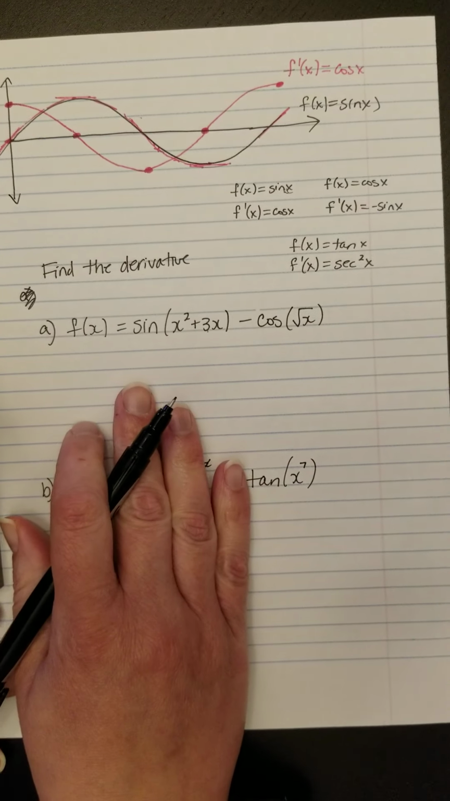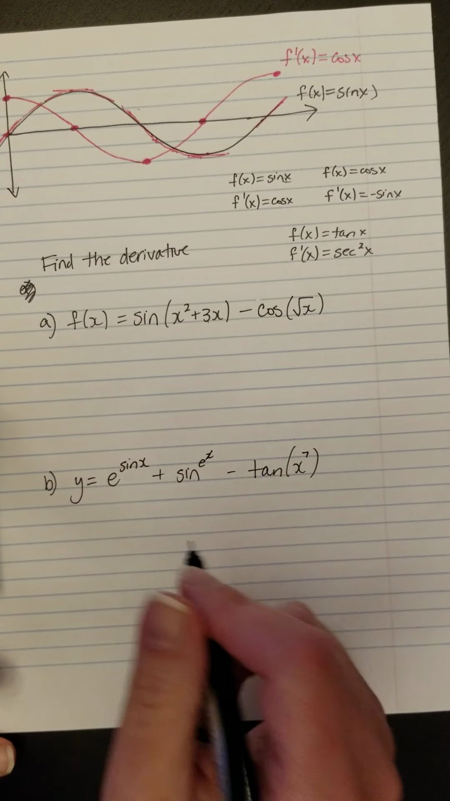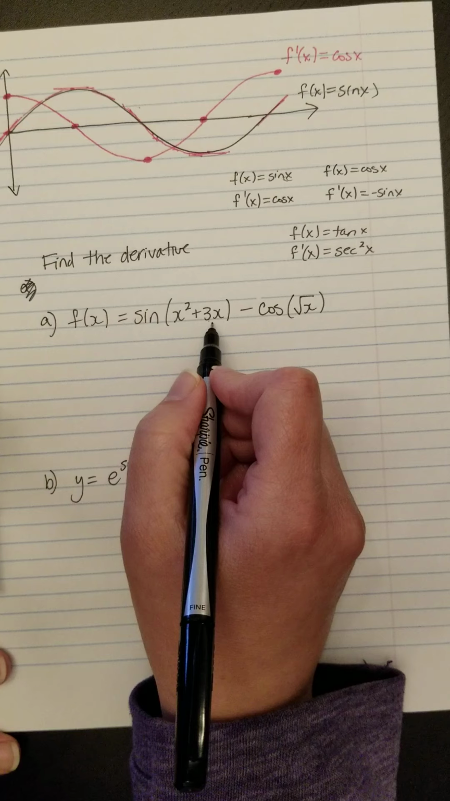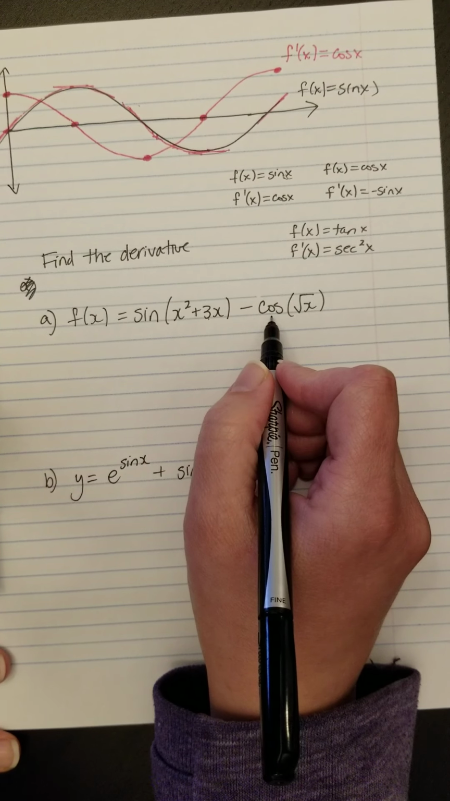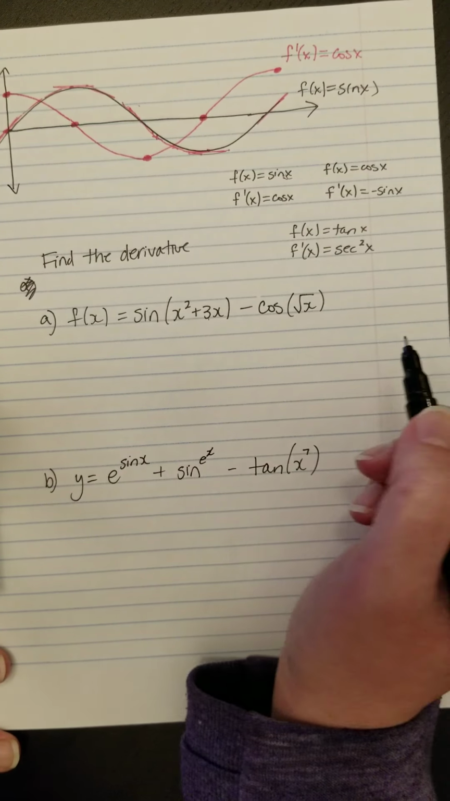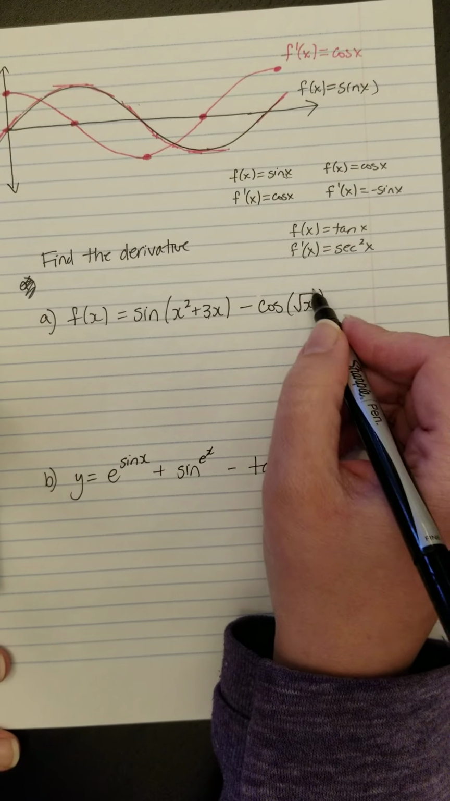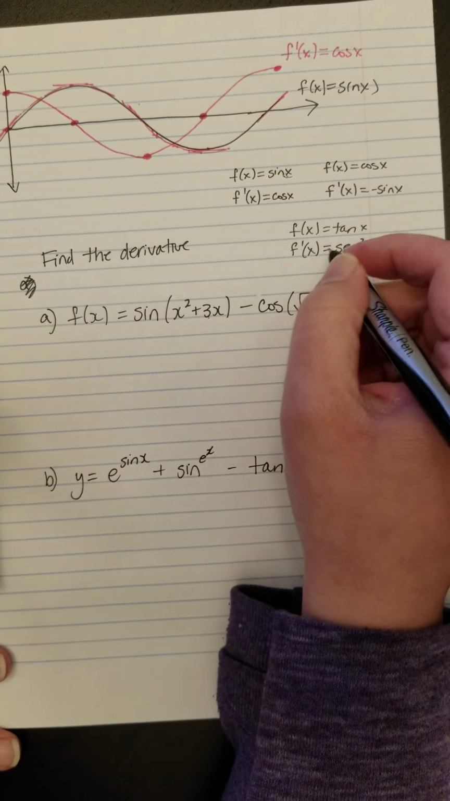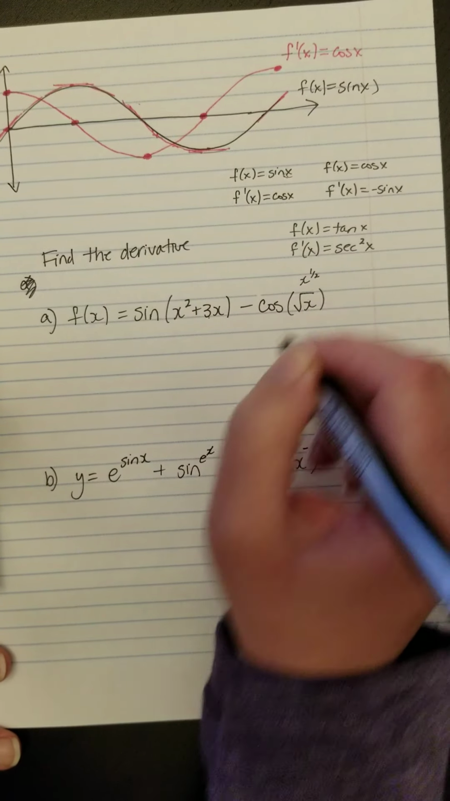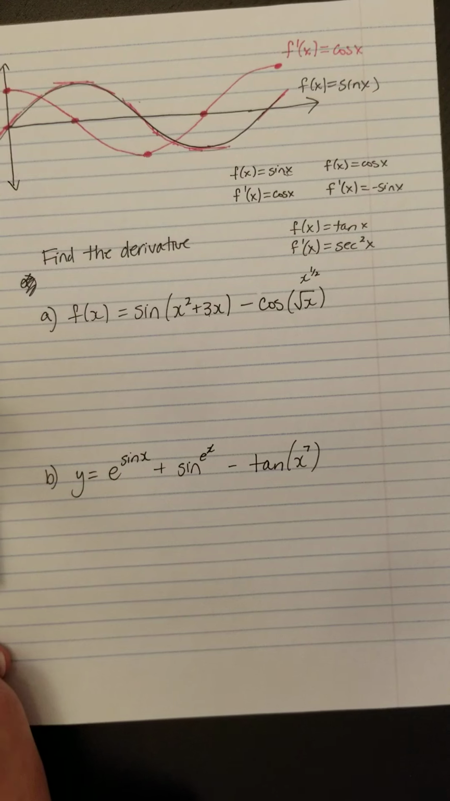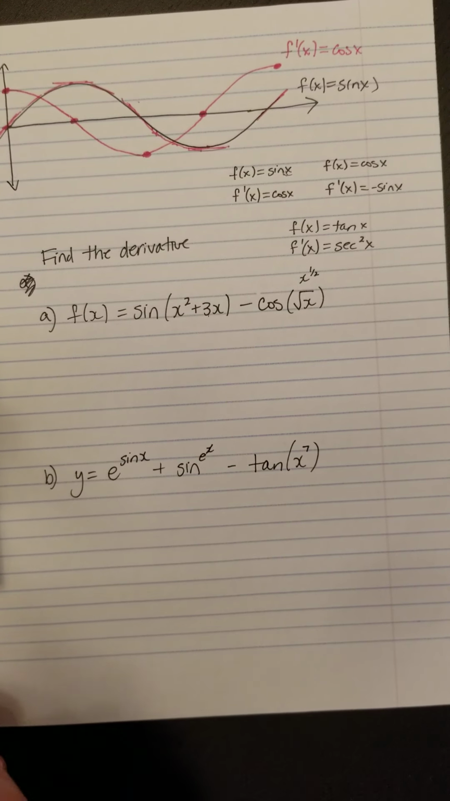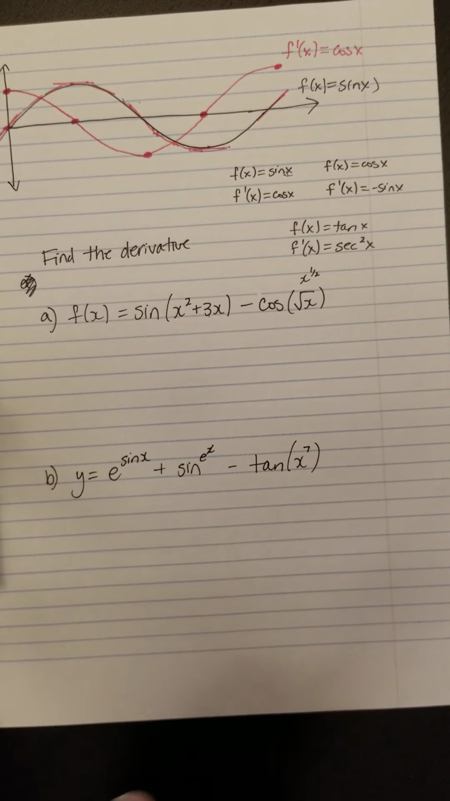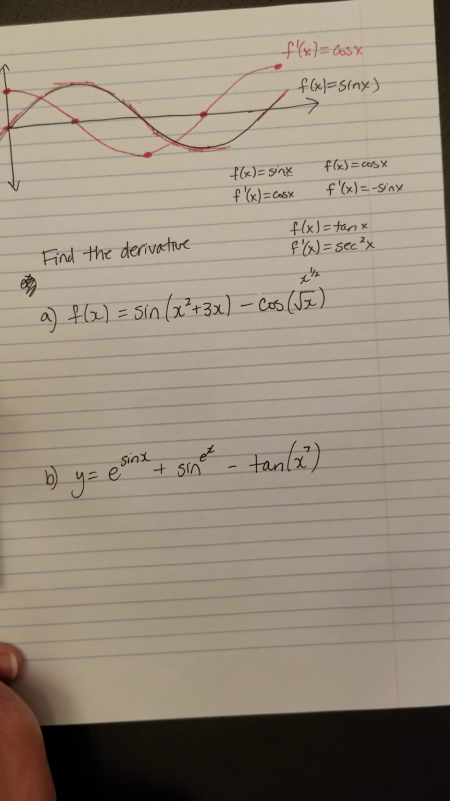So for this example, I've got f of x equals sine of x squared plus 3x, and then minus the cosine of root x. Some people have a hard time, and I think it's pretty normal to have a hard time, doing the derivative of a square root. So make sure you're thinking of that as x to the 1/2. I always think of that in exponential form. And you can rewrite that just as a whole separate line to be ready to do the derivative if you want.